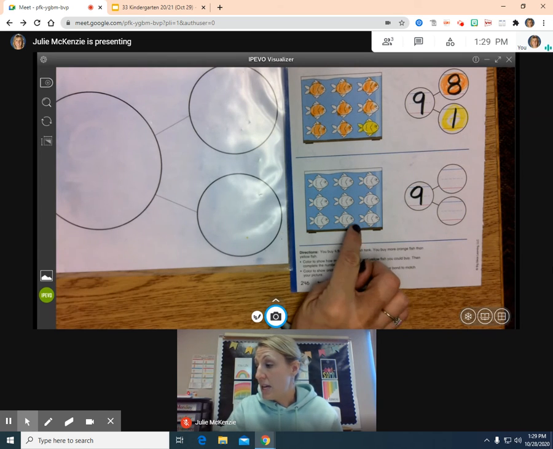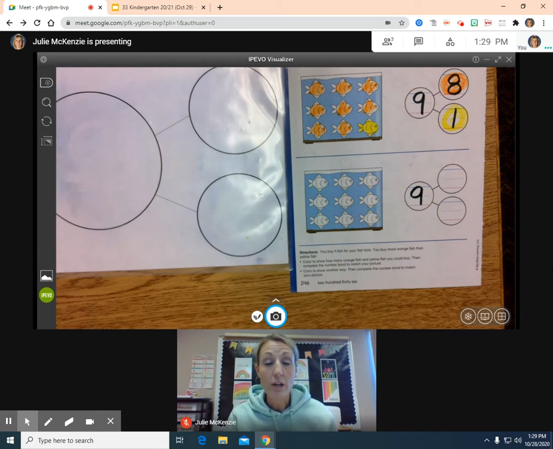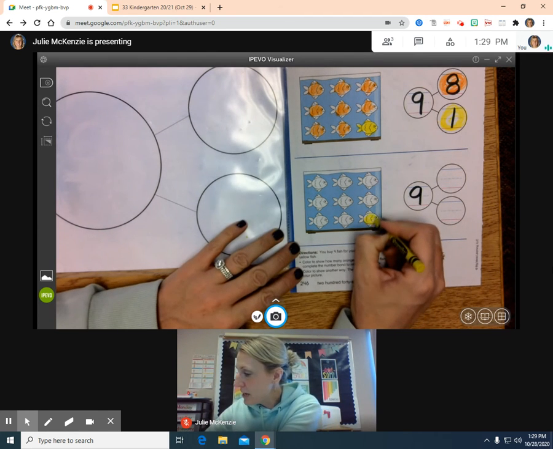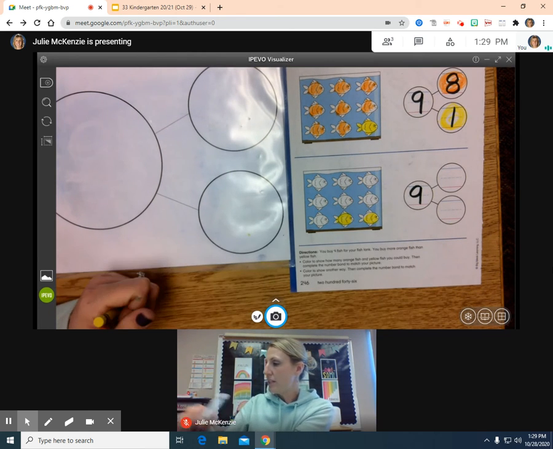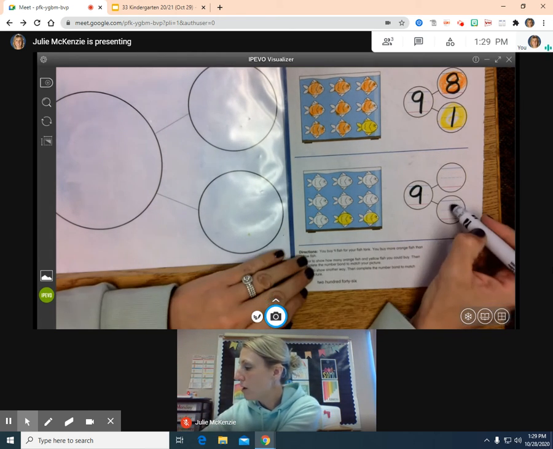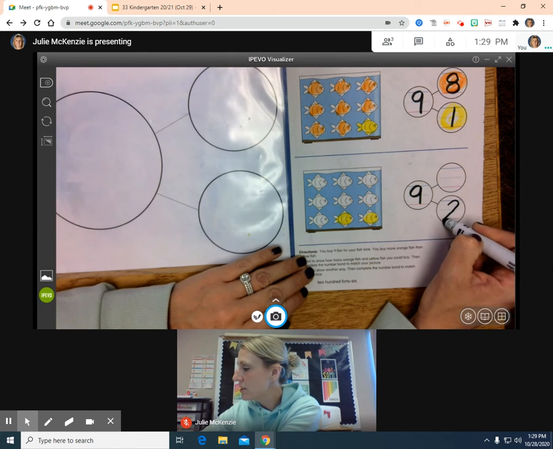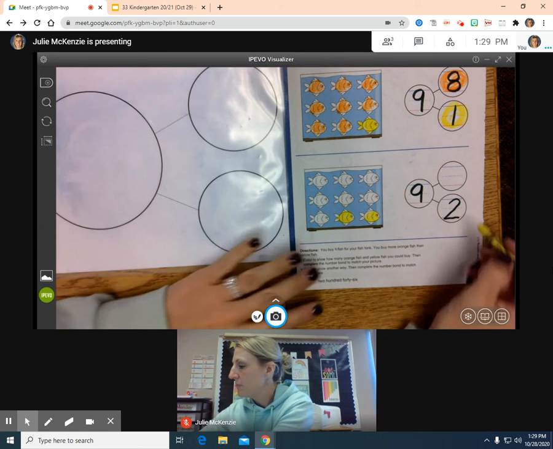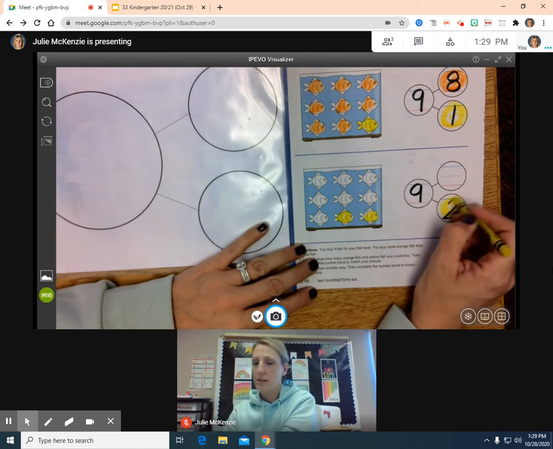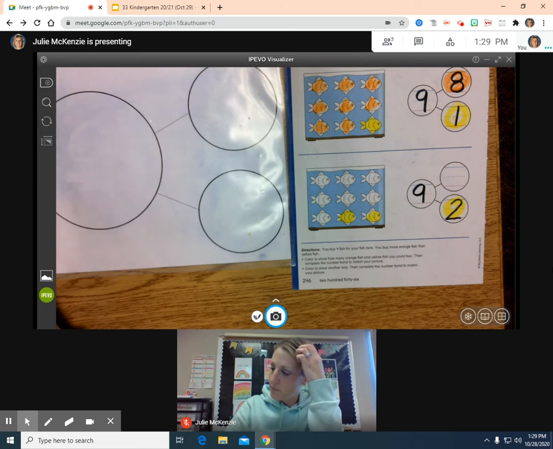And it still says we want to have more orange fish than yellow fish. We want the number of orange fish to be greater than the number of yellow fish. So this time, let's make 2 yellow fish, and let's fill that in on our number bond. 1 part will be 2, so make half a heart and give it a shoe. That is how you make a 2. So 1 part of our number bond is going to be a 2.